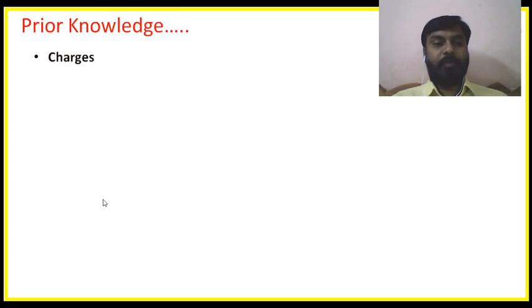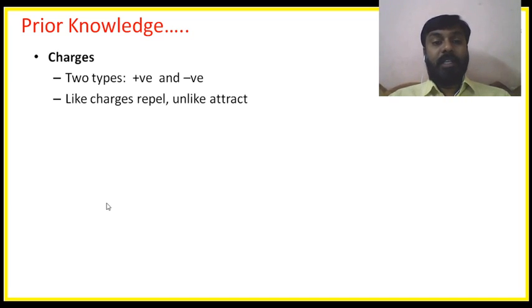Coming to charges. We know that electric charges are of two types, positive and negative. Like charges repel each other and unlike charges attract each other. That means whenever we keep two positive charges or two negative charges close apart, they will repel each other. Otherwise, if we keep a positive charge and a negative charge close apart, then they will attract each other.